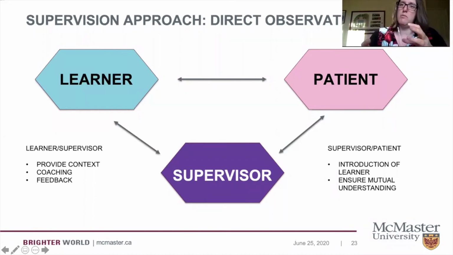Similarly, we may have an interaction between the supervisor and the patient prior to the learner engaging, where you may introduce a learner to give the patient comfort, or you may ensure that there's a mutual understanding at the close of a visit.